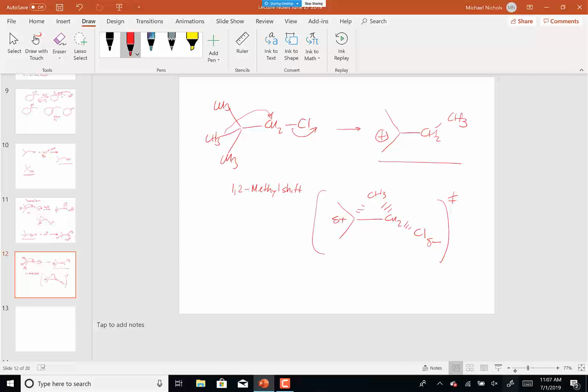So is this a valid shift? Yes. Because I'm forming a more stable carbocation. Is this an SN1 mechanism? It is now, because it formed a carbocation. So a hydride or a methyl group can shift to the next position if it forms a more stable carbocation. Everybody kind of with me so far?